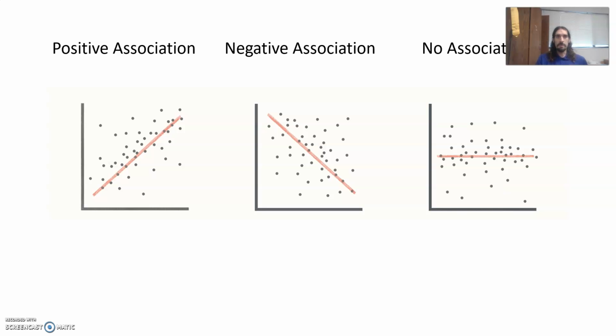So we've got some keywords. First up, you've got a positive association. As one gets bigger, the other gets bigger. You've got a negative association. As one gets bigger, the other gets smaller. And you have no association, meaning the dots are above and below, and there isn't an overall trend.